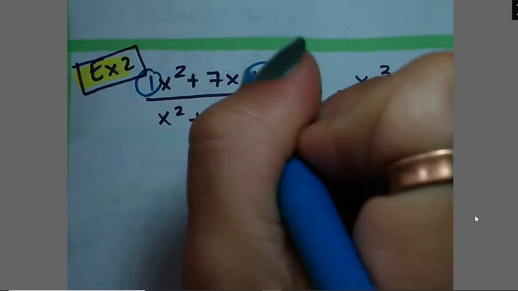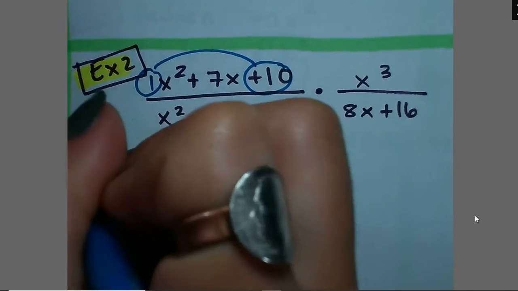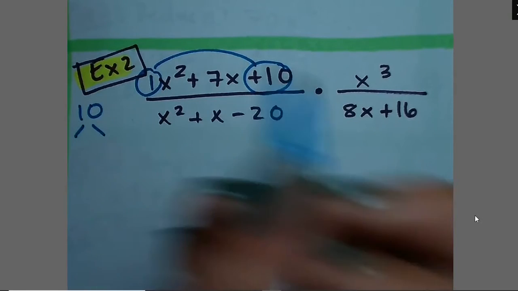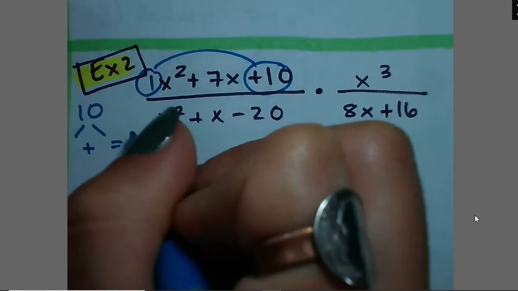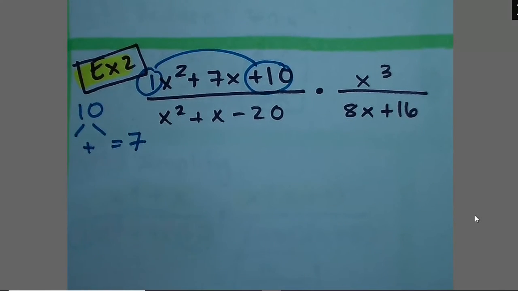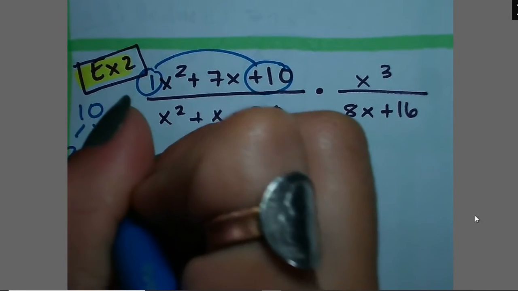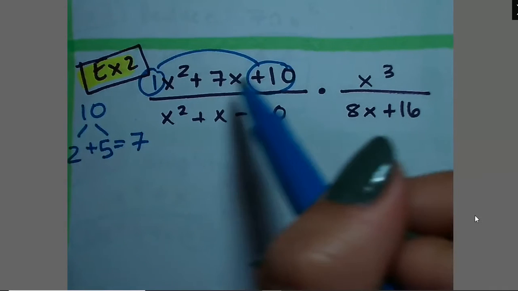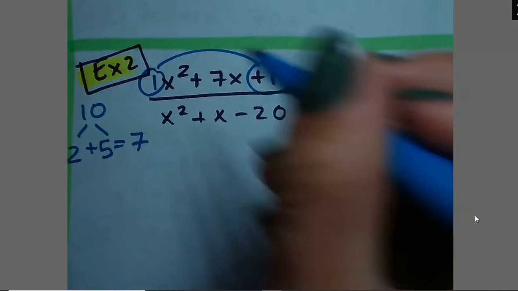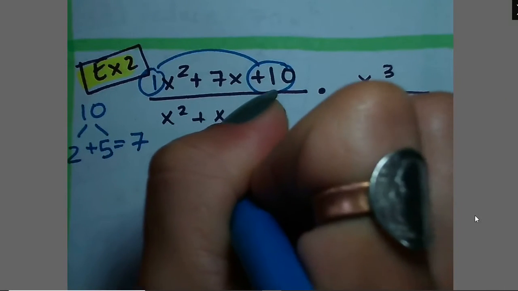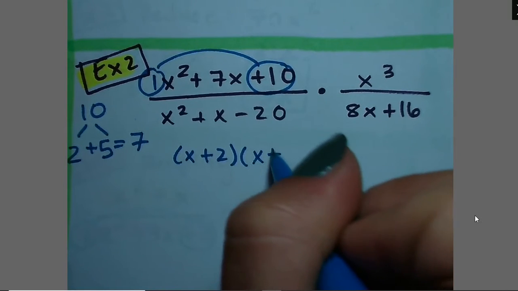Okay, so first I'm going to factor this guy over here. All right, 1 times 10 is 10, and I want two factors of 10 to add to give me +7. Okay, so factors of 10 are 1 and 10 and 2 and 5. So we're going to use 2 and 5 to get to 7. So this term up here is going to become x plus 2 times x plus 5.